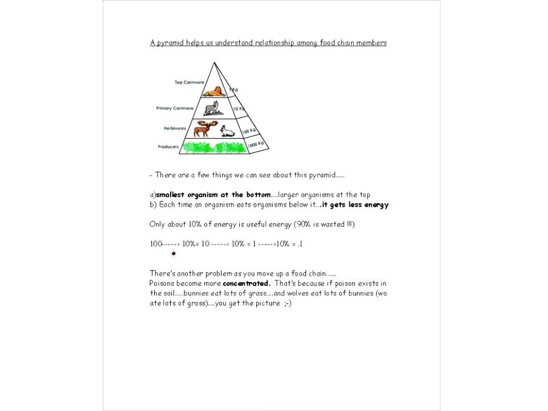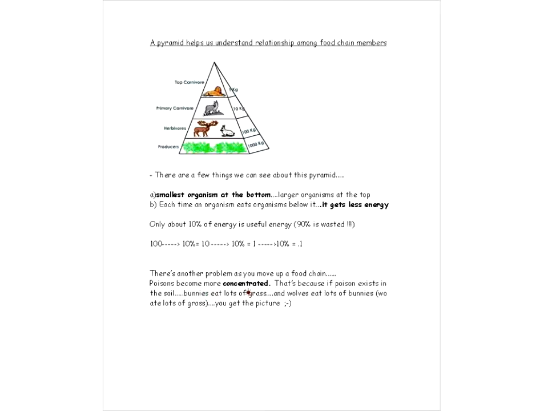Each time, 10% is the amount of energy that the creature gets from the organism it eats. But you can see that it actually gets less and less energy as you move along, because we're taking 10% of a smaller and smaller amount. So that's one problem, you could say, as you move up a food chain. But there's another problem as you move up a food chain.